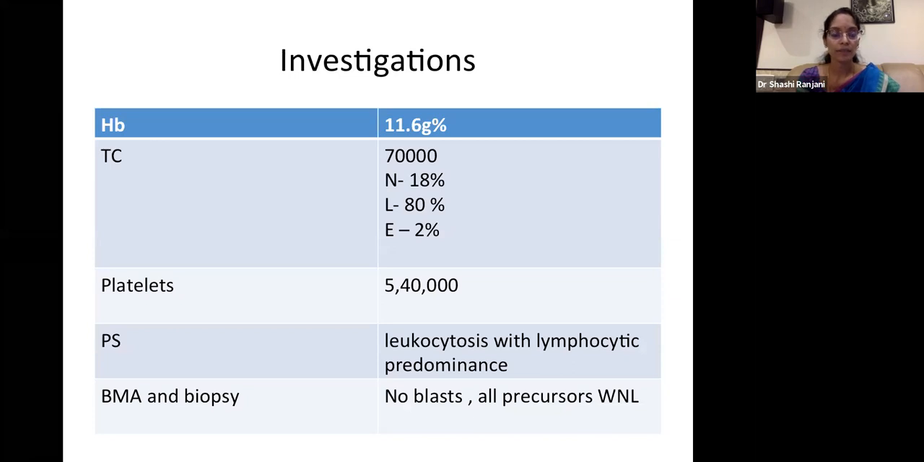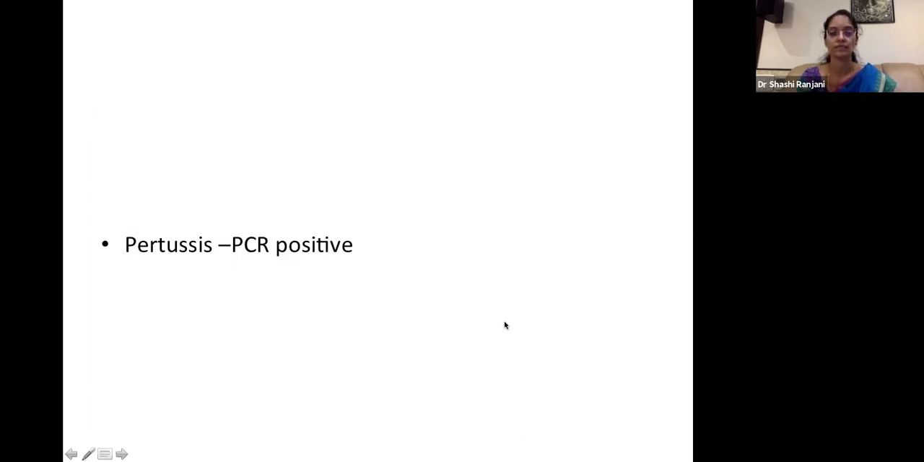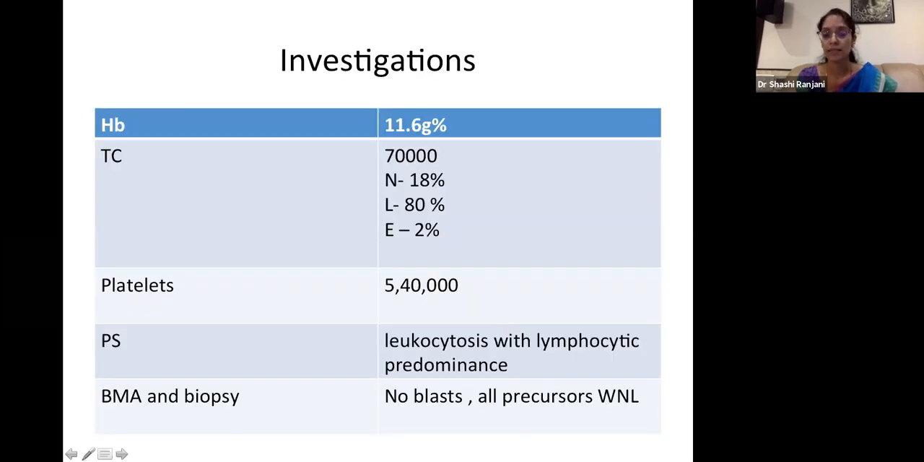The child was not anemic, but the total count was extremely high and the platelets were normal. So any child coming with a total count of 70,000 and a lymphocytic predominance, leukemia is very high on our differential diagnosis. But still, we have to remember certain conditions which can cause increase in total count and which may not be malignancy. So you can actually see the peripheral smear, and the bone marrow aspiration and biopsy showed no atypical cells and all the precursors were within normal limits.